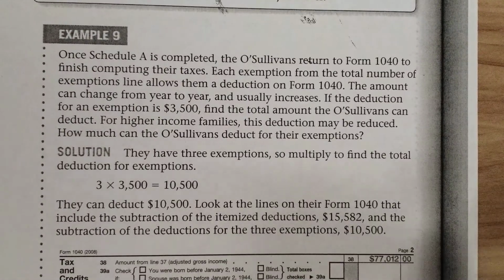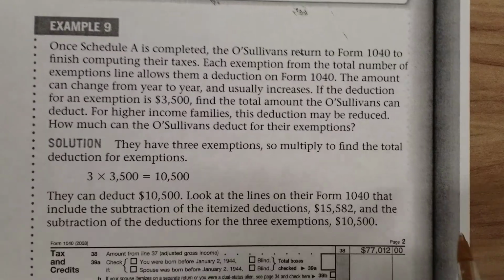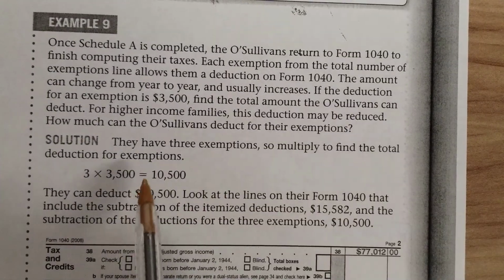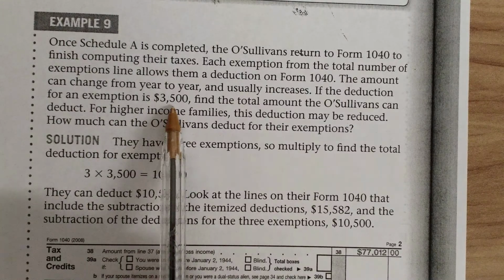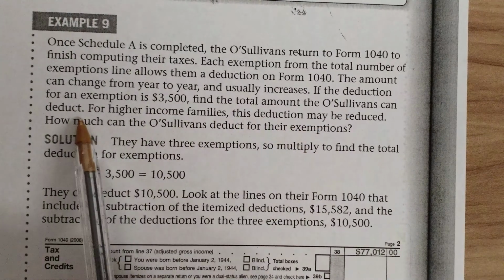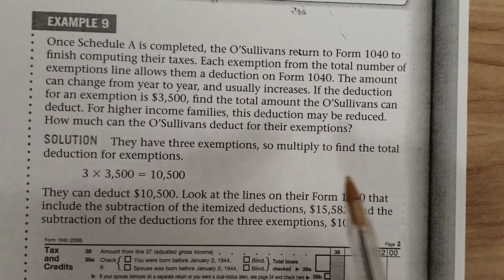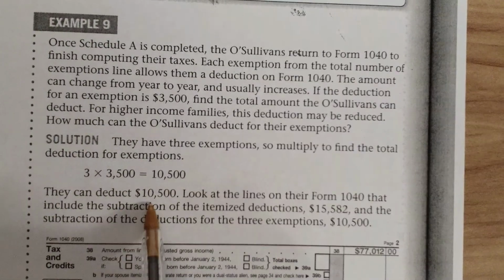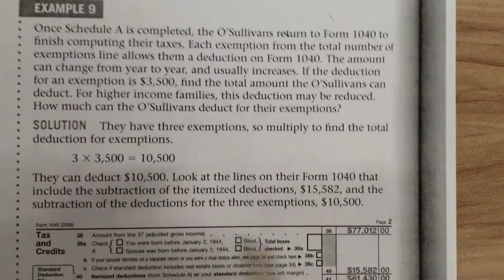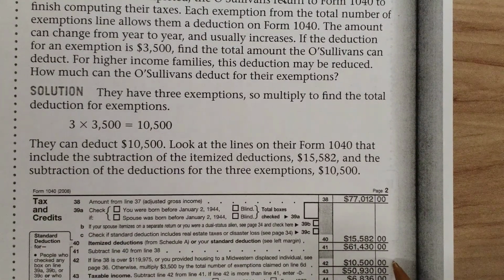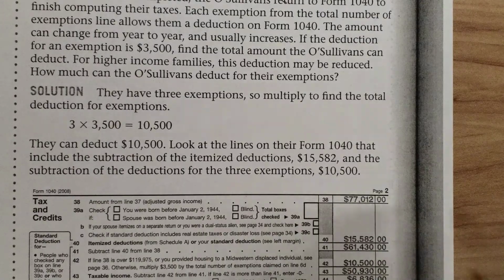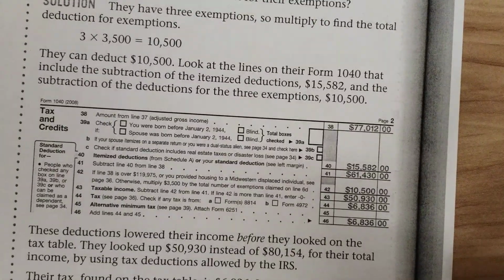All right, so once they get their schedules completed, they go back to 1040 to finish their deductions. If the deduction for an exemption is $3,500, find the total amount the O'Sullivans can deduct. They had 3 exemptions. Remember, there were 3 of them, so they can subtract this from their taxes. And that's listed right there. So you just get tax and tax credits for each thing.